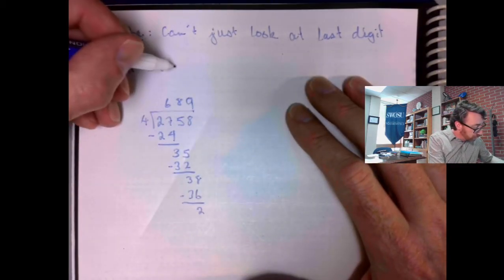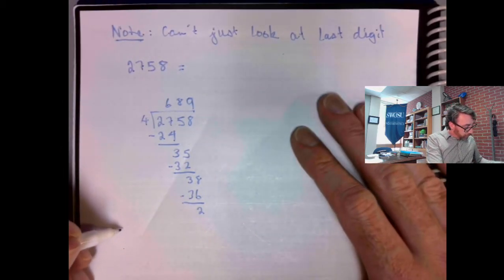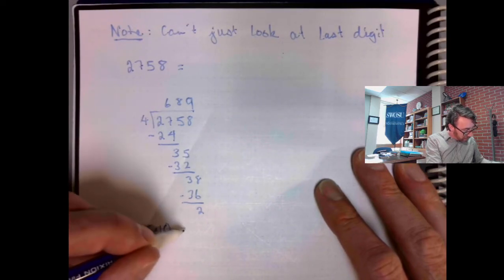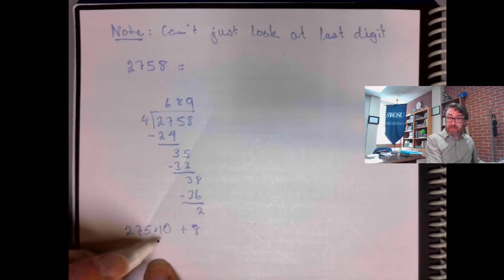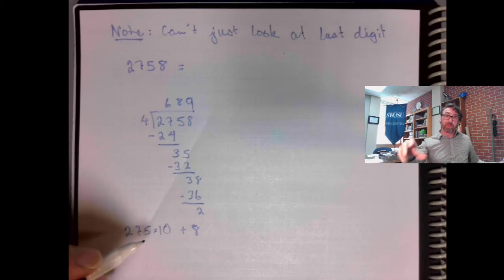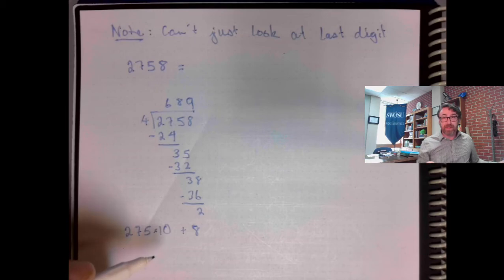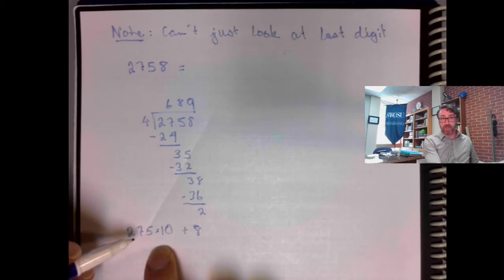And the reason is because if we take this 275 times 10 plus 8, yes, this is divisible by 4, but this is not. Okay, and that's because sometimes a multiple of 10 is divisible by 4, sometimes it isn't. When we were looking at the divisibility test for 2, a multiple of 10 is guaranteed to be divisible by 2. So then we could just focus on this other part. But here, it's a crapshoot. This sometimes will, sometimes won't.